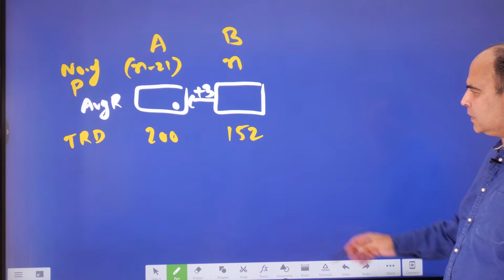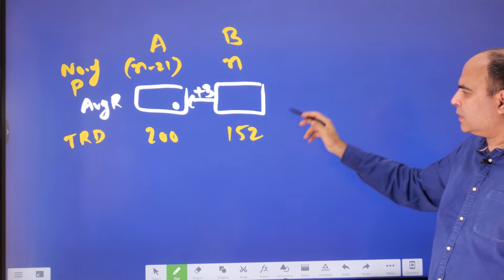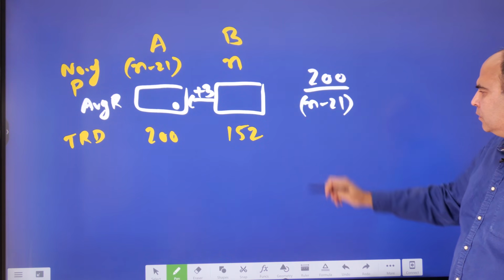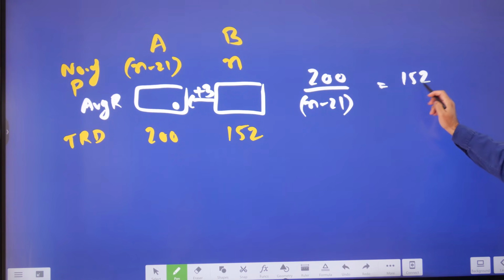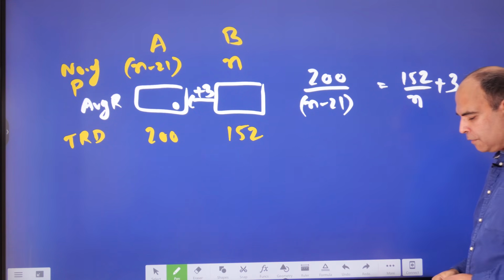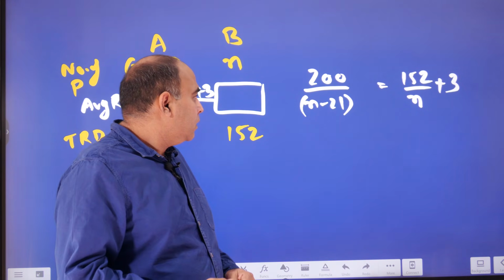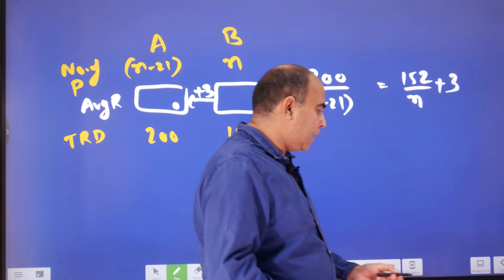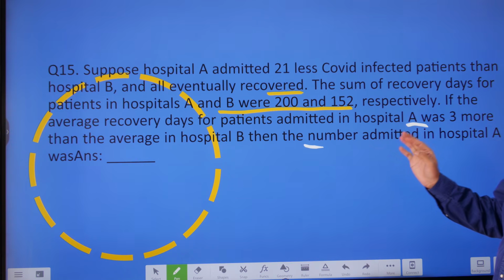So what this is saying is, this average is 3 more than that average. This average can be represented as 200 upon n minus 21. This is 3 more than 152 by n, which means 152 by n plus 3 gives me the left hand side of this equation. So the solving of this for n is the answer. We are being asked the question, number admitted in hospital A was.